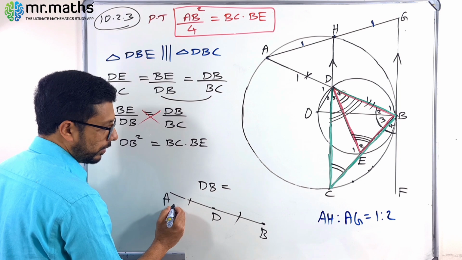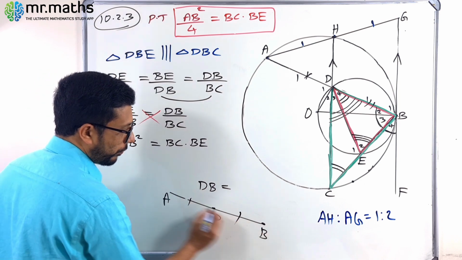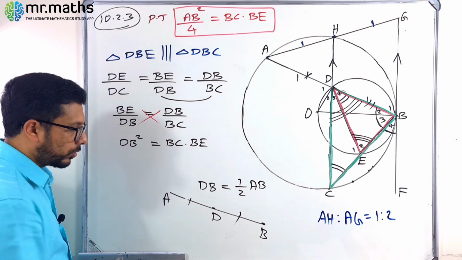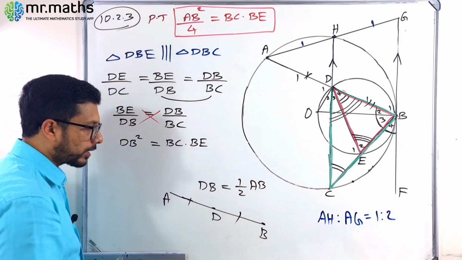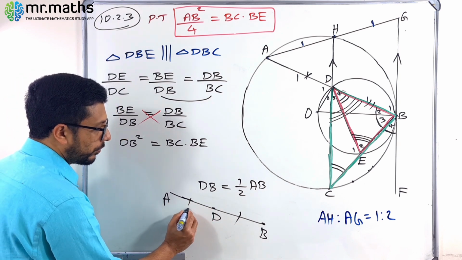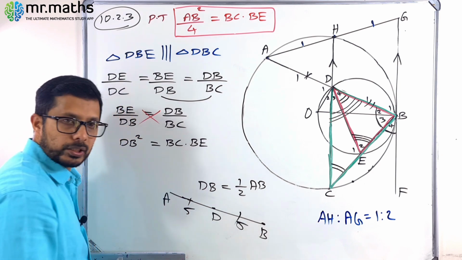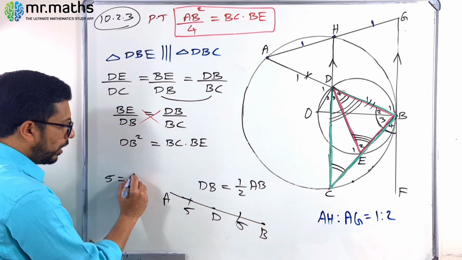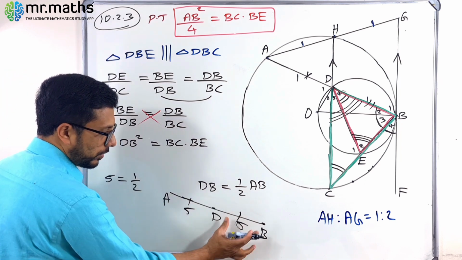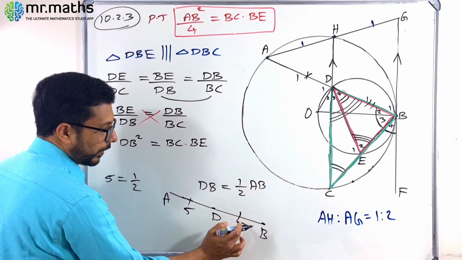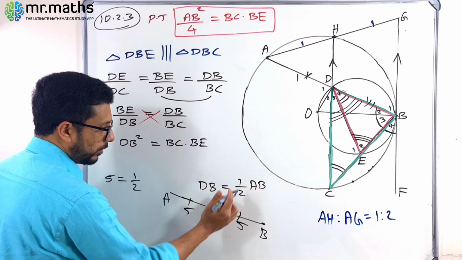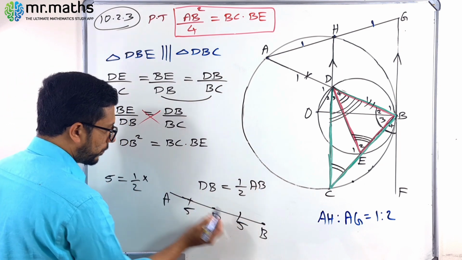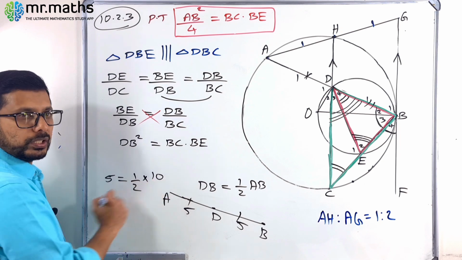I can write half of AB. Am I right, guys? Because these two are equal in length. For example, let's say this is 5 centimeters, this is 5 centimeters. So DB, that is 5, is equal to half of AB. What is the length of AB? 5 plus 5, 10. Can you see half of 10 is 5?